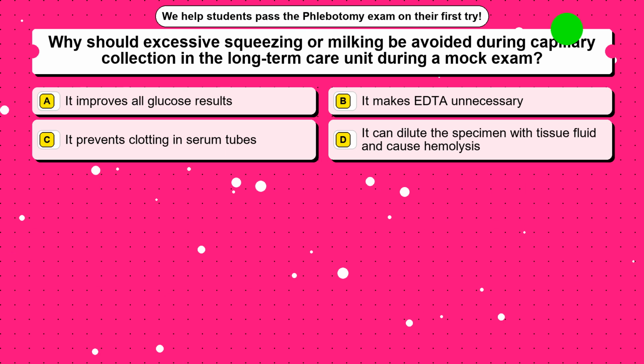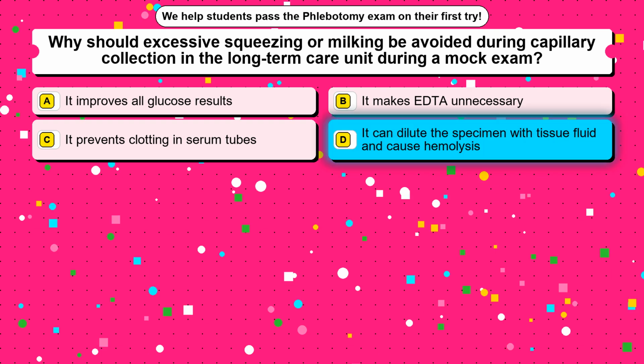Question 83. Why should excessive squeezing or milking be avoided during capillary collection in the long-term care unit during a mock exam? Option A. It improves all glucose results. Option B. It makes EDTA unnecessary. Option C. It prevents clotting in serum tubes. Option D. It can dilute the specimen with tissue fluid and cause hemolysis.